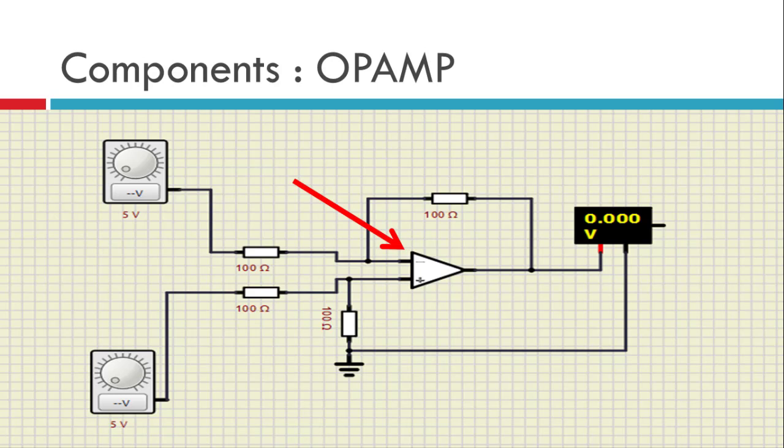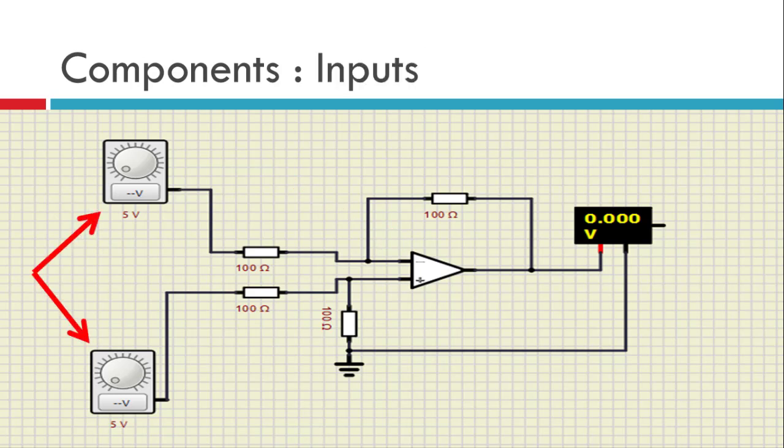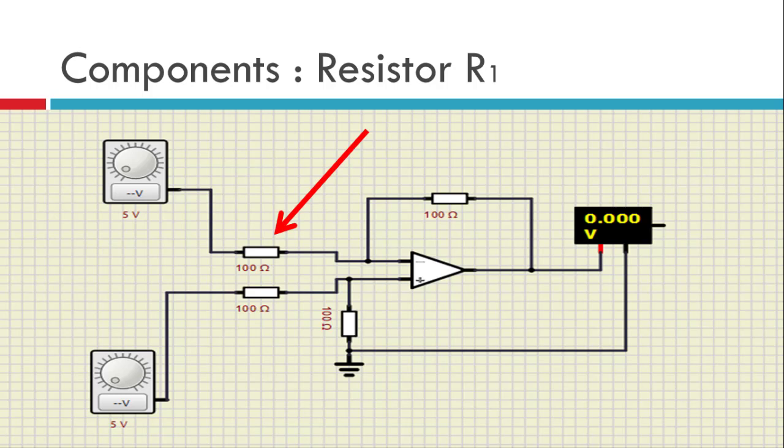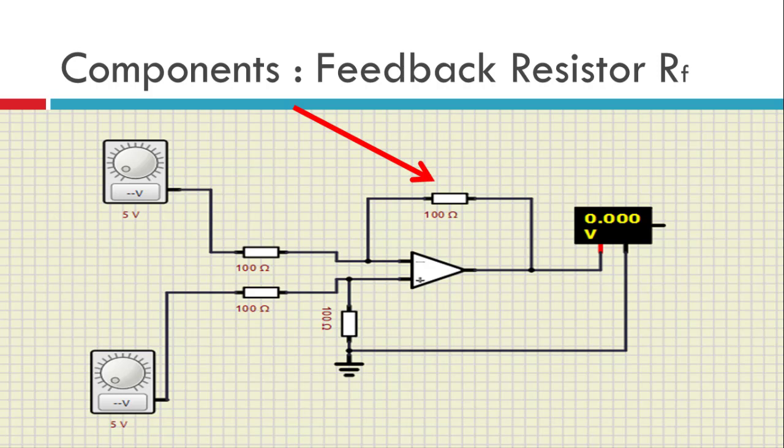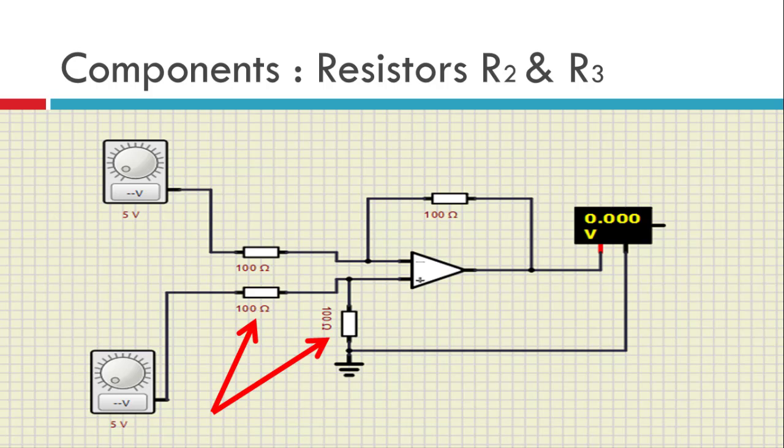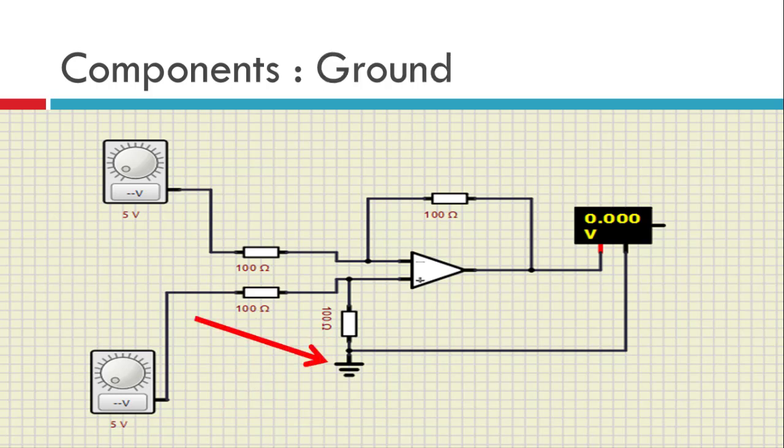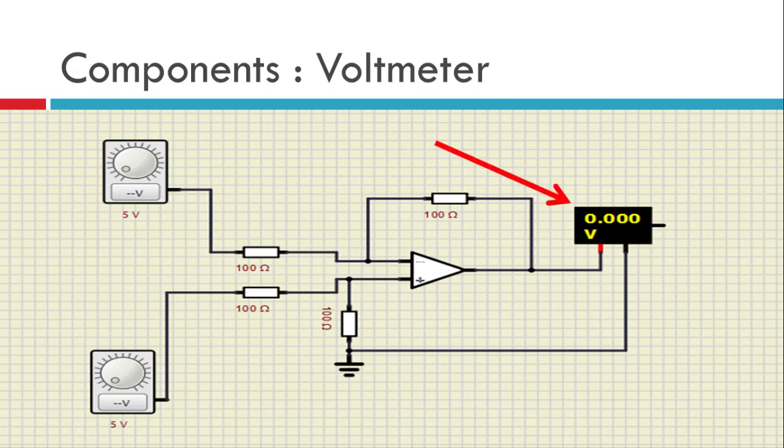The first component is the OPAMP itself. Then we have two inputs. We need two DC power supplies, one at the inverting end, the other at the non-inverting end. Then we have resistor R1 of 100 ohms. Then we have the feedback resistor of 100 ohms. We are giving a negative feedback. Then we have two other resistors connected in this way to the non-inverting terminal, both of 100 ohms. Then we have the ground connection for completing the circuit, and finally the voltmeter.